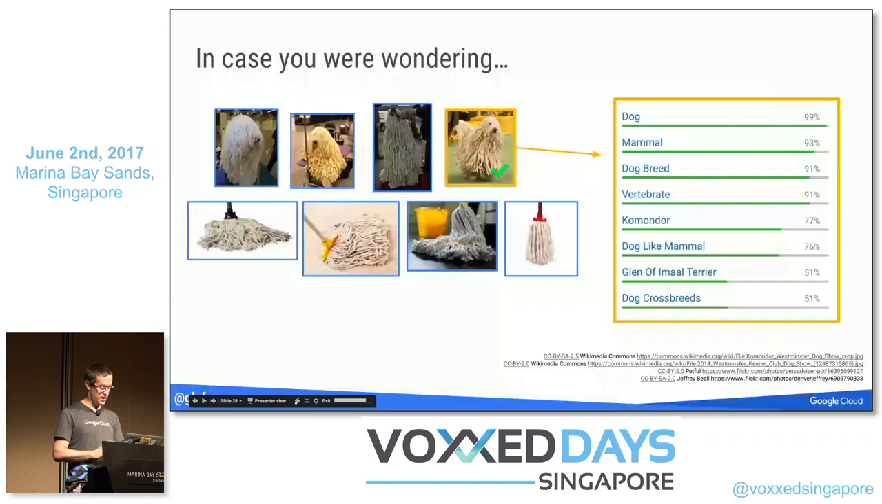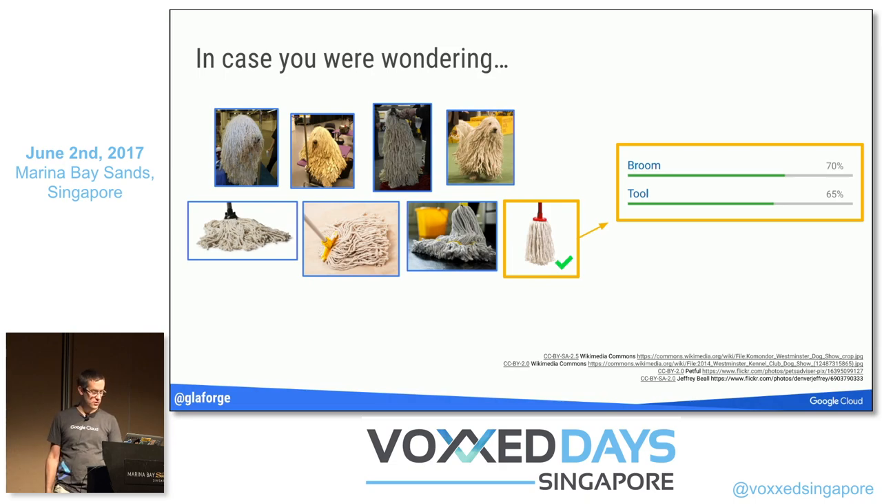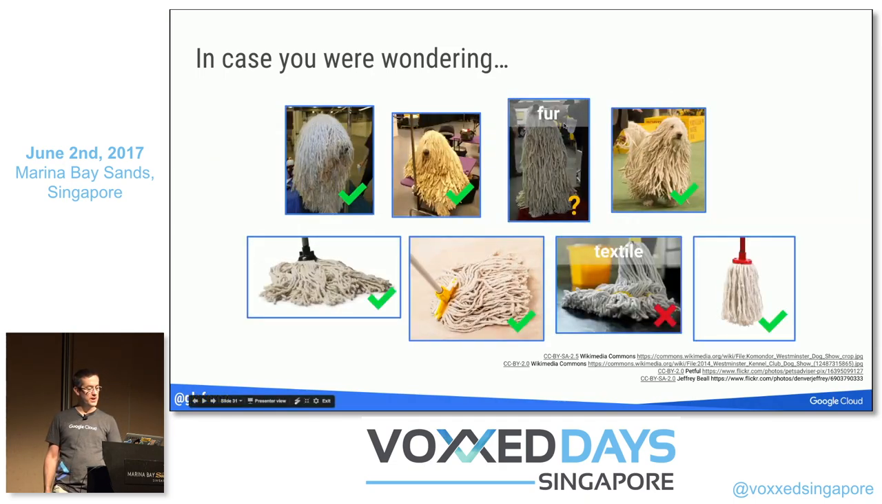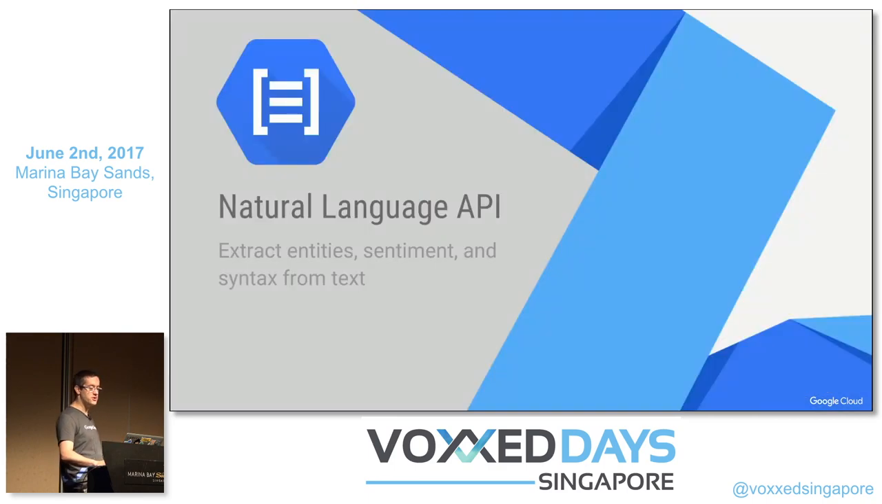Okay, slides coming up. If we come back just to the pictures of dogs and mops, for this dog, it really recognized it's a dog. This one, it's a broom, a tool. But for these two pictures, if you used the Vision API, for this one it recognized some fur, but it didn't figure out that it was a dog. This one at the bottom, it said it's some kind of textile, but it didn't really recognize. So it's not that far away or that wrong, but it didn't recognize it as a tool, as a broom, as a mop. All right, next, the natural language API.